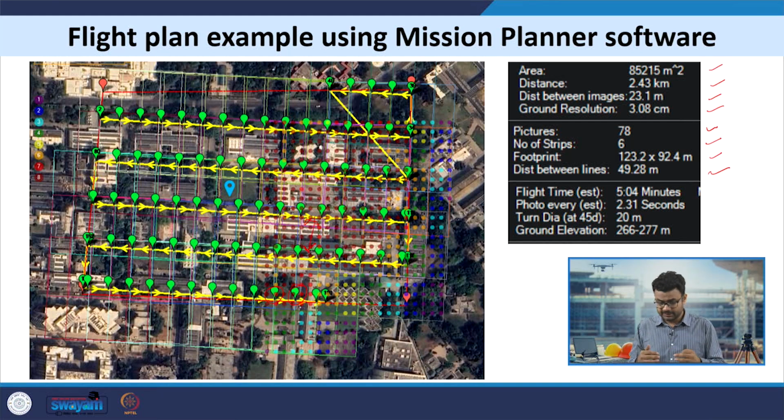Then based on this and based on the flying velocity, what is the flight time of the survey, what is the time elapsed between every photograph, which is 2.31 seconds, and the turn diameter is 20 meters and the ground elevation variation is between 266 to 277 meters. So, all these parameters are generated by the flight plan, including the flight path itself to be followed.